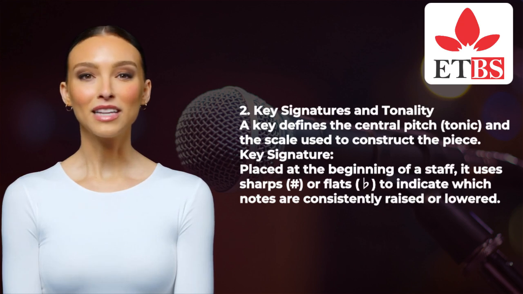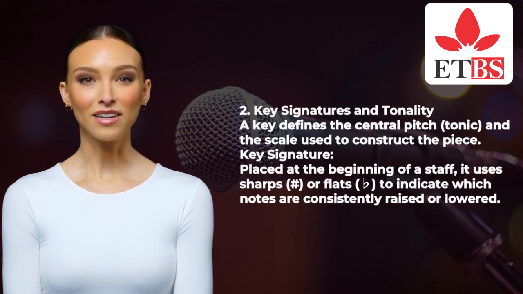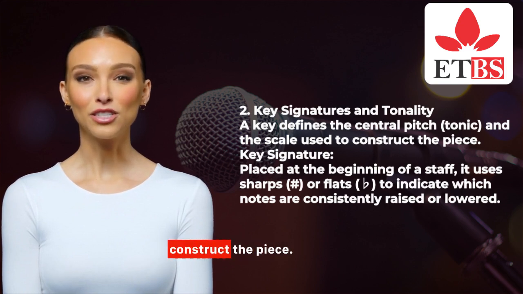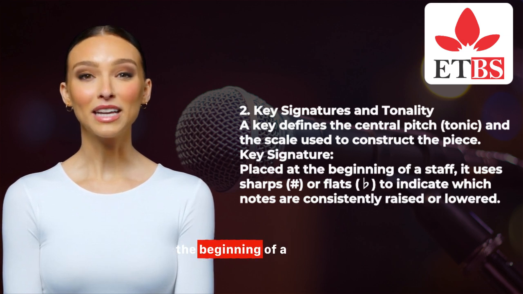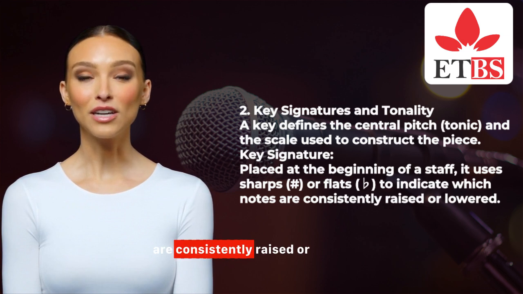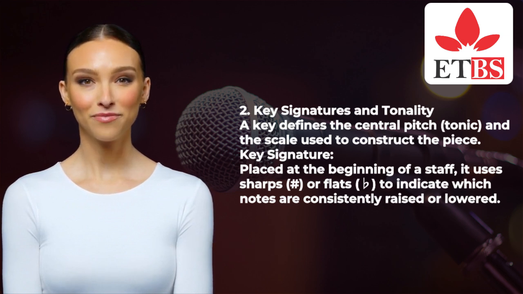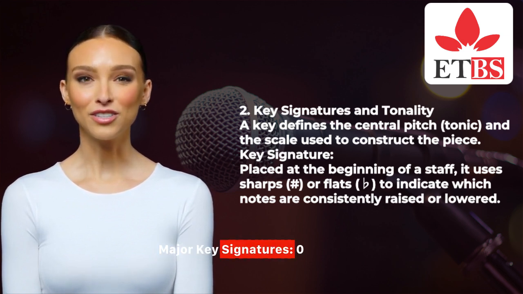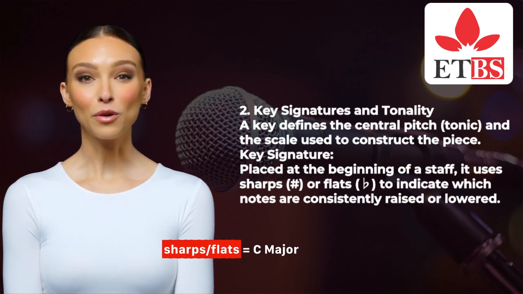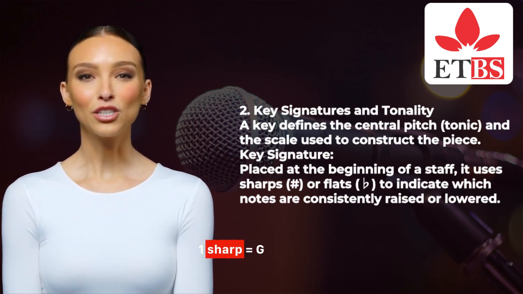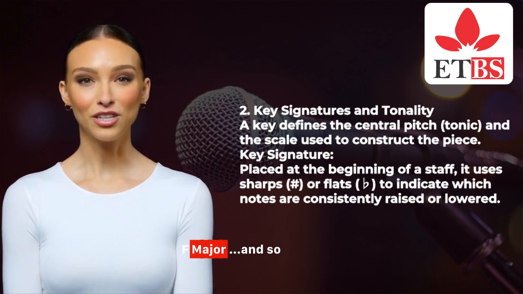2. Key signatures and tonality. A key defines the central pitch, tonic, and the scale used to construct the piece. Key signature. Placed at the beginning of a staff, it uses sharps or flats to indicate which notes are consistently raised or lowered. Major key signatures: 0 sharps or flats equals C major, 1 sharp equals G major, 1 flat equals F major.